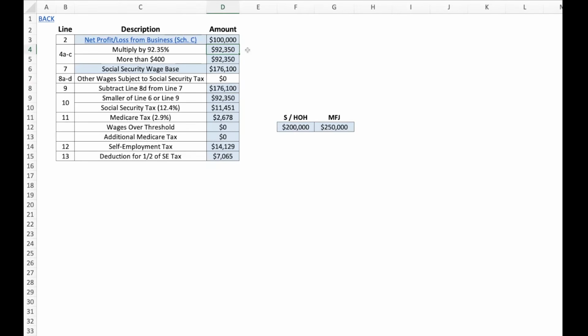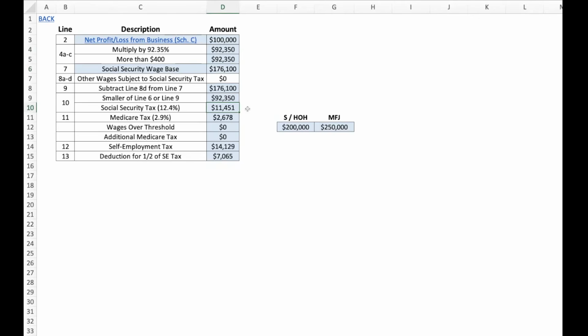Her net profit of $100,000 is first multiplied by 92.35%, which is 100% minus 7.65%, which is the employer's portion of that self-employment tax. Keep in mind that Grace is acting as both the employer and the employee. That results in net earnings from self-employment of $92,350. Since that amount is fully within the current Social Security wage base of $176,100 in 2025, that full amount of $92,350 will be subject to Social Security tax of 6.2% for both the employer and employee, which equals 12.4%.